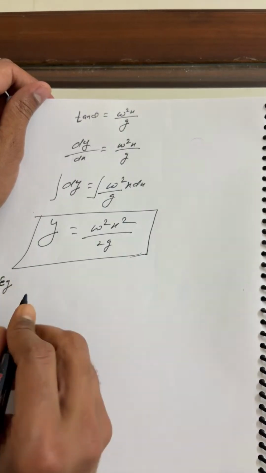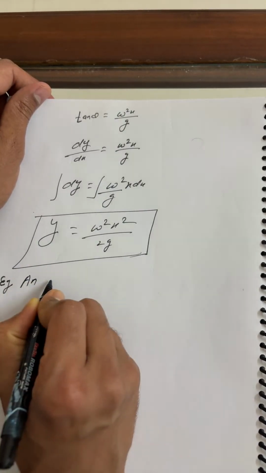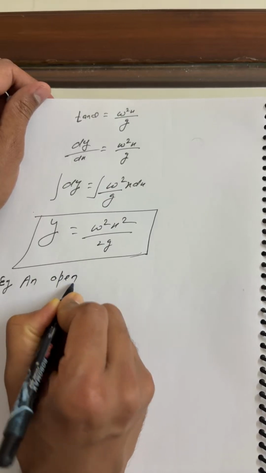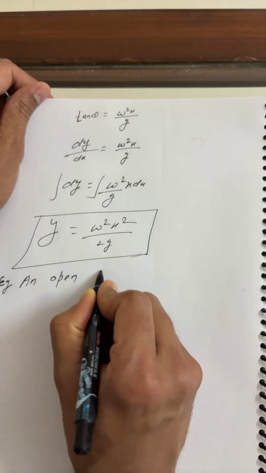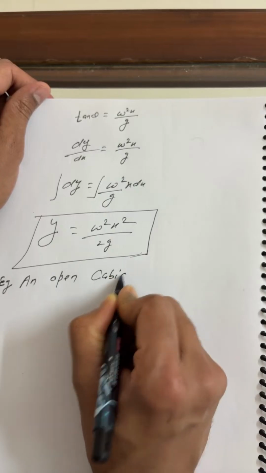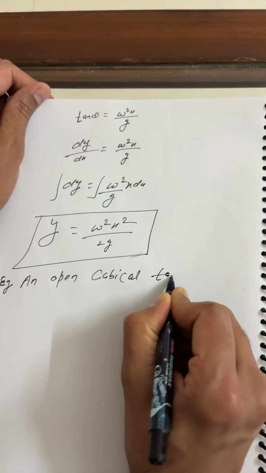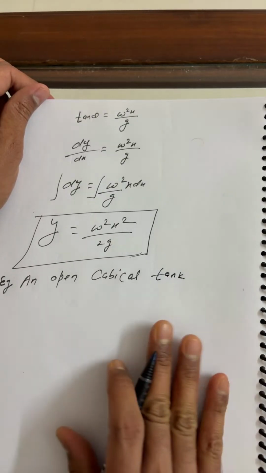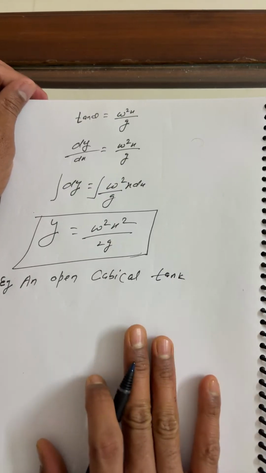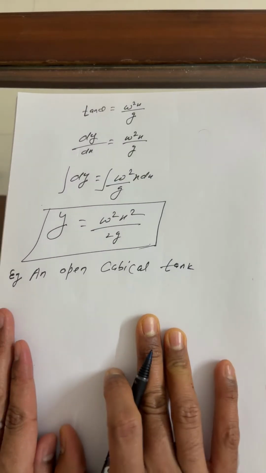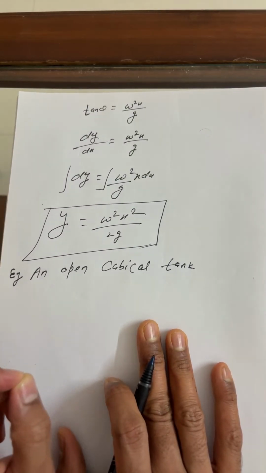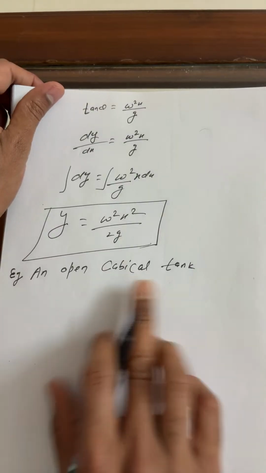What's the question? An open cubical tank. Now students, theory finished, I'll do only numericals, beta. This is the numerical, a little advanced approach.